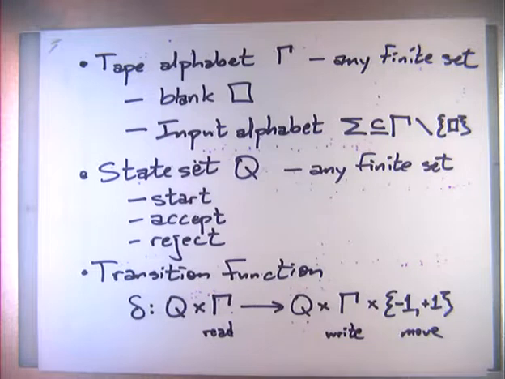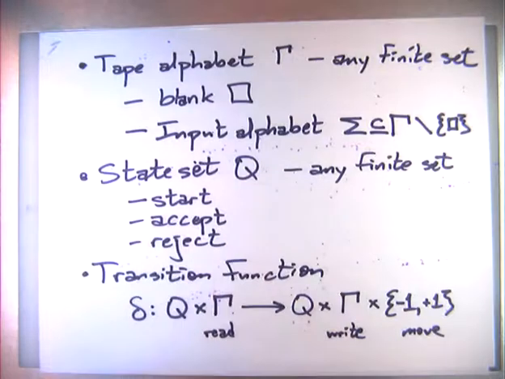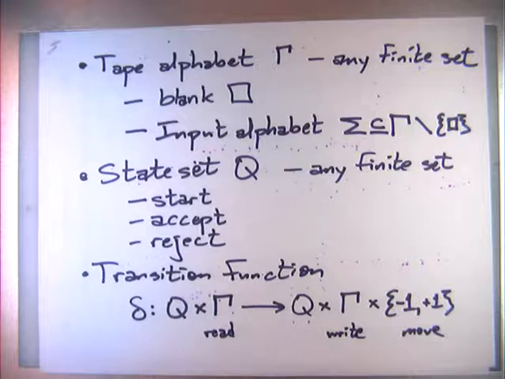Okay? So these are the components that make up the machine. If I want to specify a machine, these are the things that I have to list. Now, some of these are easy. There's always going to be a symbol called blank, which I will always represent by a white square. There will always be states called start, accept, and reject.